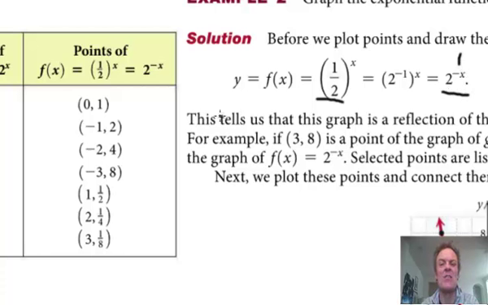But you don't have to do this if you don't want to. You can put this in your calculator. Half to the power 0 is 1. Half to the power 2. Half to the power 3.